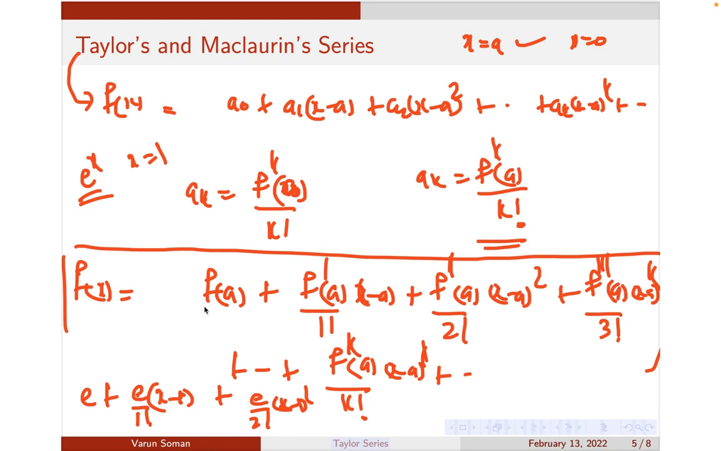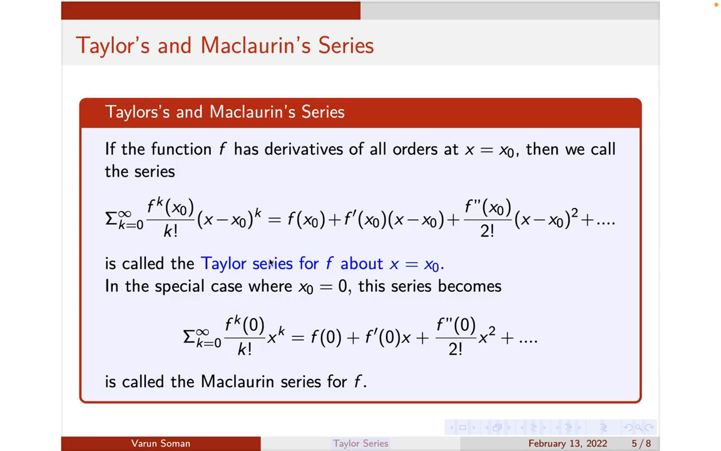I hope it is clear what you mean by Taylor series and Maclaurin series. We will do some problems and then you will understand this expansion. So the Taylor series is f of x0 plus f dash of x0 into (x minus x naught) plus f double dash of x0 by 2 factorial into (x minus x naught) the whole square plus etc. Similarly, the Maclaurin series is a special case where your x naught is 0. Here it is a power series about x is equal to x naught. Here it is a power series about x is equal to 0. So these are the cases.